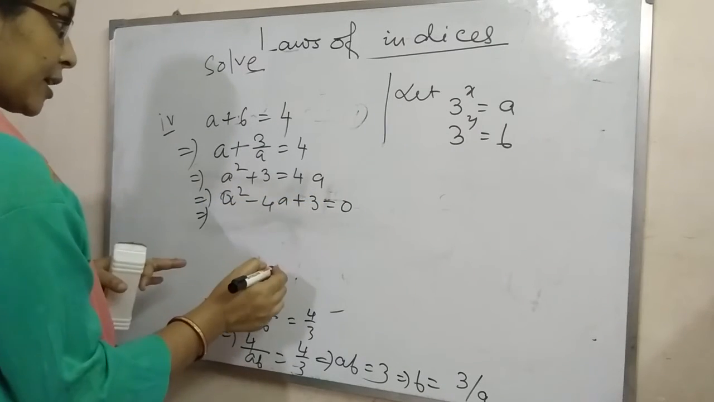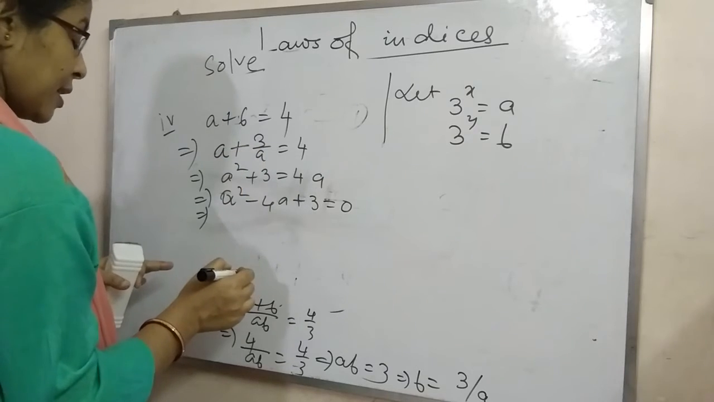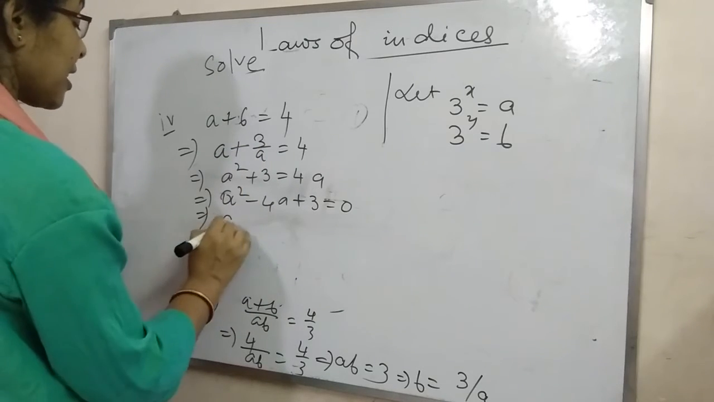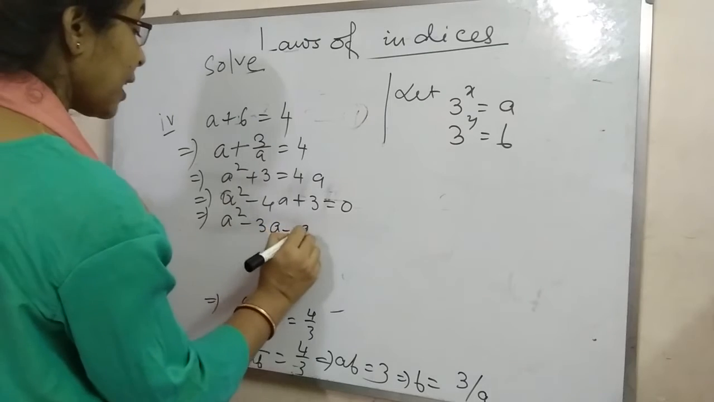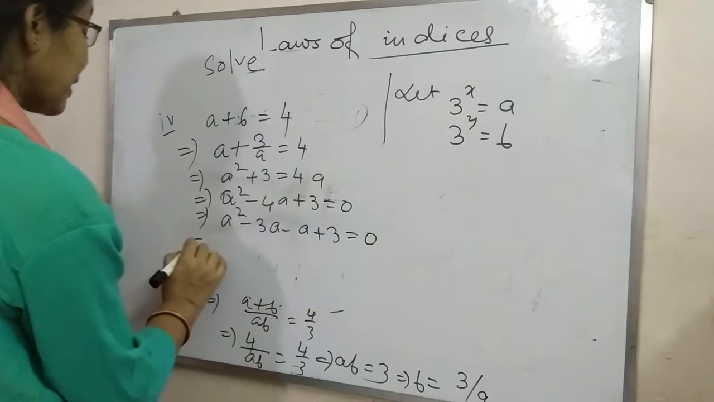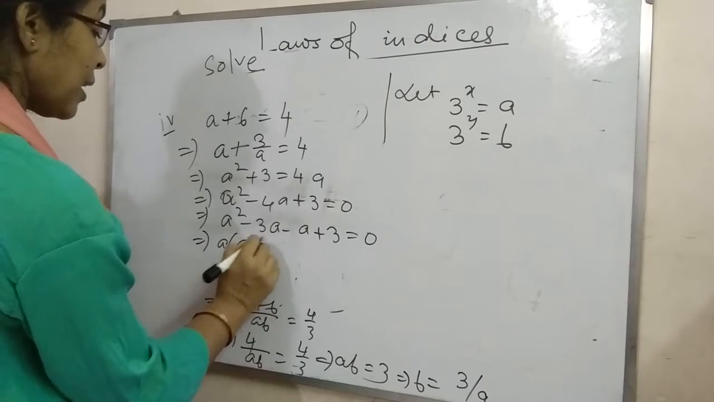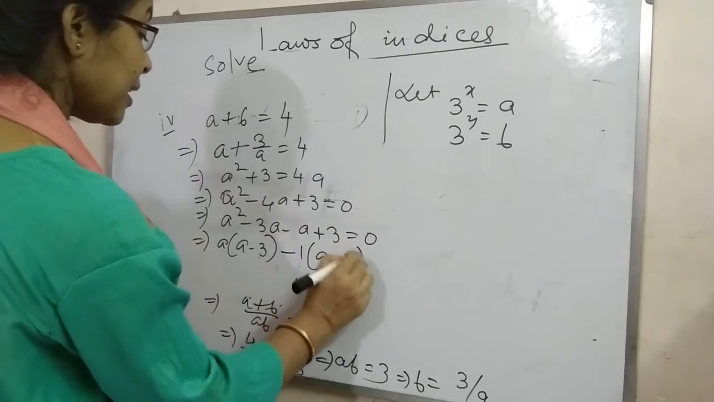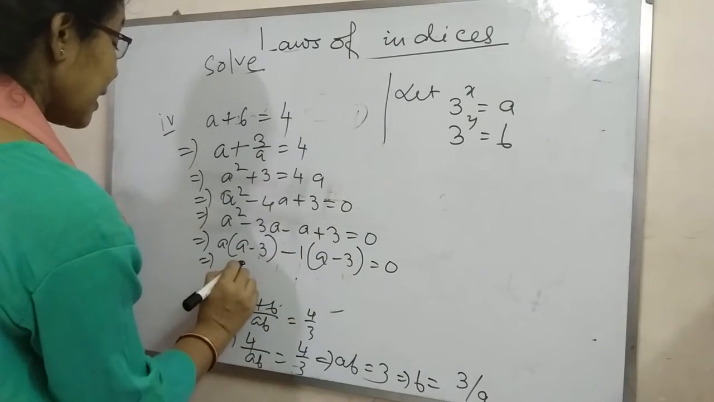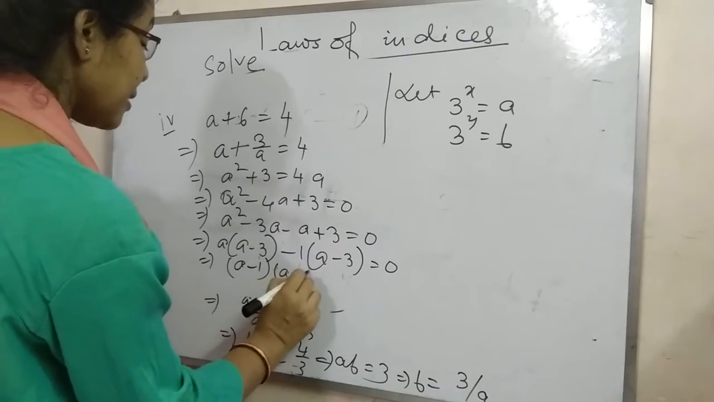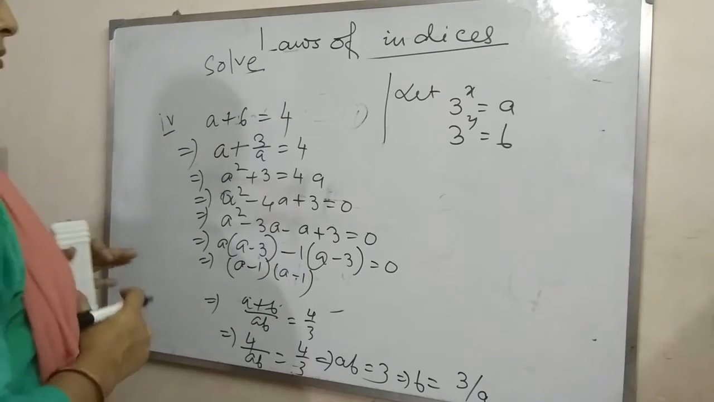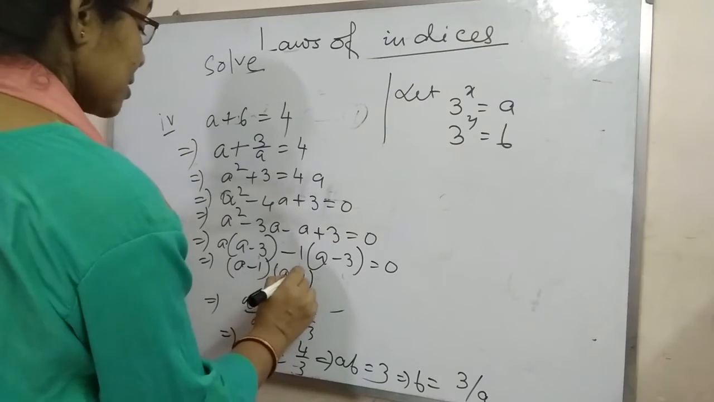This is a quadratic equation. I will solve it by middle term factorization. This is a square minus 3a minus a plus 3 equal to 0. This is equal to a into a minus 3 minus 1 into a minus 3 equal to 0. a minus 1 and a minus 3.